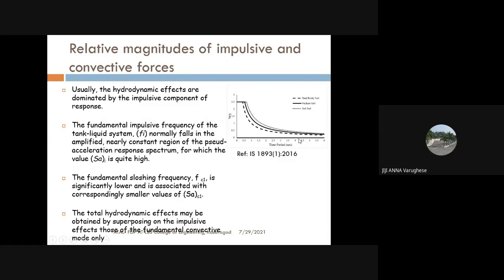So we cannot consider the whole mass as a single unit. We have to consider the effect of moving liquid at the top surface separately from the impulsive mass movement, which is there in the bottom portion of the liquid. Then total hydrodynamic effects may be obtained by superposing on the impulsive effect those of the fundamental convective modes only. Convective modes have different frequencies: first mode, second mode, and third mode.